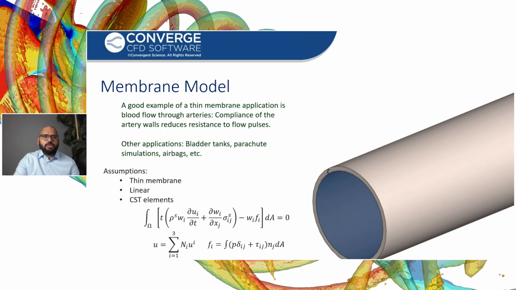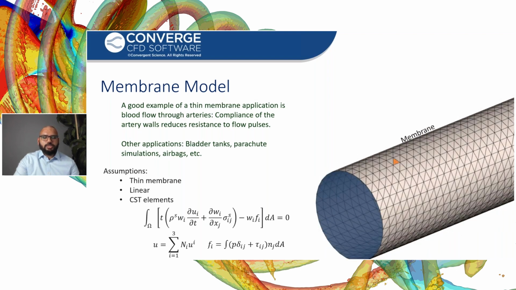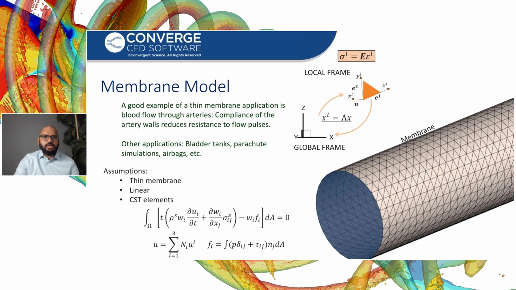So the model we have has a thin membrane assumption, and we are using linear constant strain triangles. And using this assumption, we can use CONVERGE's triangulation in Studio also to serve as a FEM mesh. Then we can write our equations for each triangle, then assemble them together and get a system of algebraic equations which can solve the membrane motion, and that is coupled through the forces to the CFD solver.